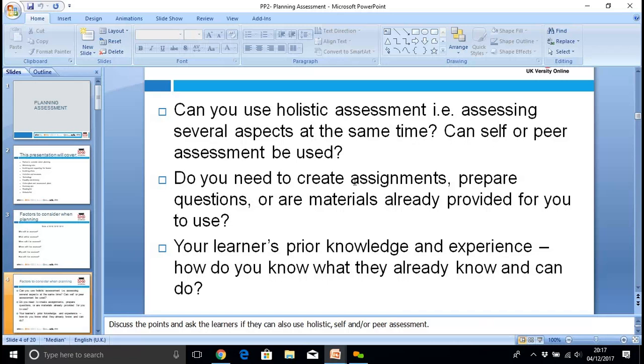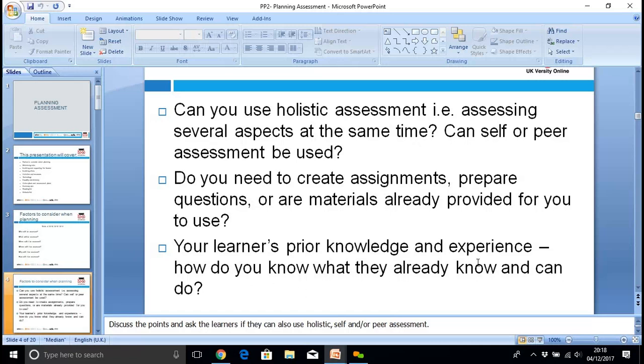In terms of academic work, do you need to create assignments or prepare questions? Or are the materials already provided with you? A lot of us will use awarding body material that's been provided, but in some instances that may not be available, so you would have to design or create an assignment that will meet the criteria that's being demanded.